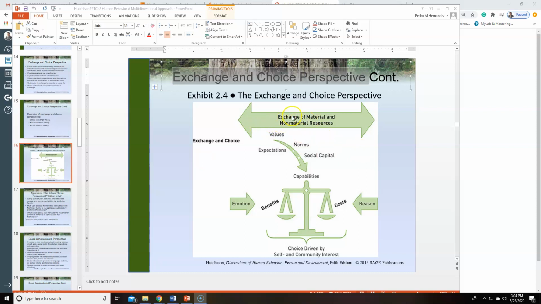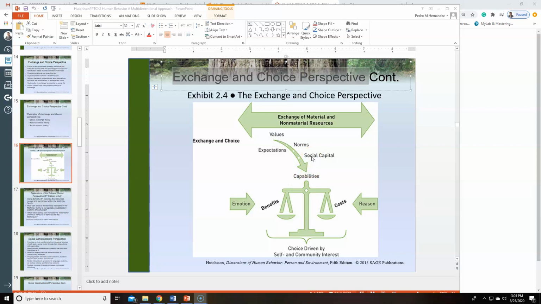As you can see from this diagram, we have material and non-material resources, right? And this sort of symbolizes the exchange where an individual or groups exchange resources, both material and non-material. You have here values, which are really more of a non-material norm, social capital, all those aspects.